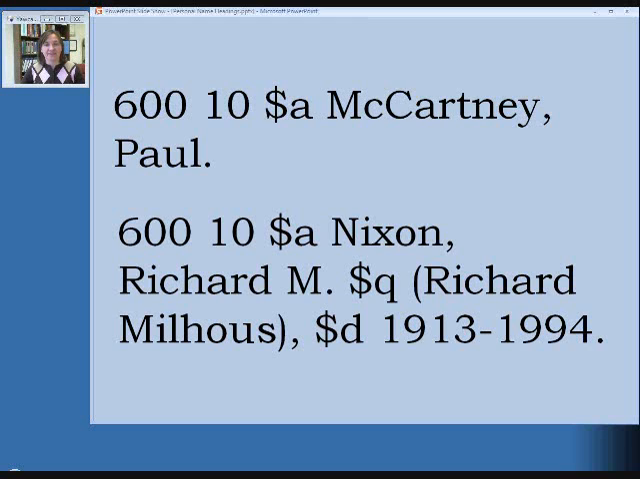Richard Nixon's heading, on the other hand, is a little bit more complicated. It too has a 600 tag because it's a personal name heading. The first indicator is 1 because it starts with a surname. And the second indicator is 0 because it's a Library of Congress heading. So Nixon, Richard M goes in subfield A. That's the main personal name heading. Subfield Q is used for the fuller form of his name. And subfield D is used for his birth and death dates.